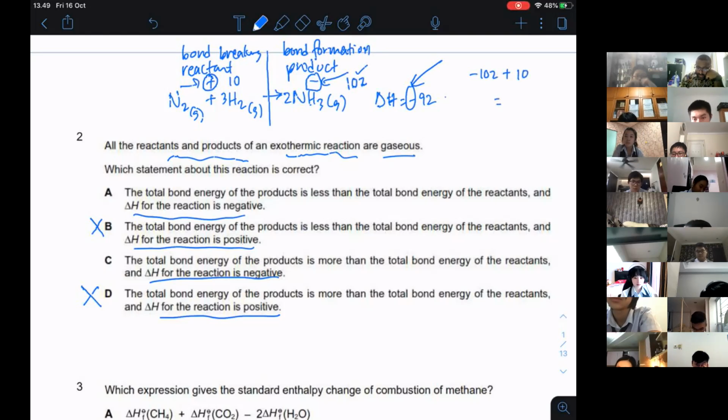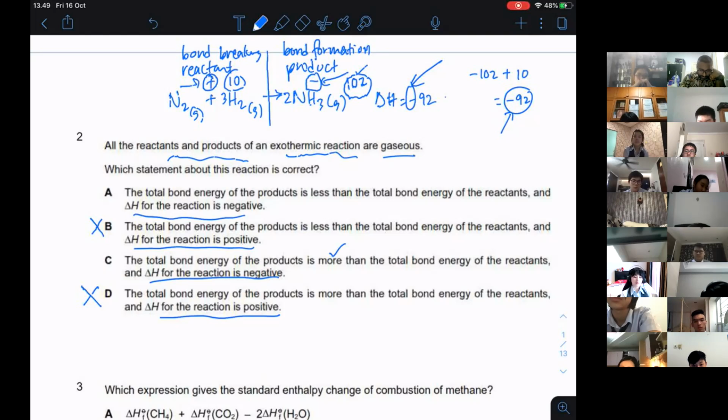I am going to get negative 92. I'm going to get a negative value. So it means that I must make sure that this value is more compared to bond breaking. So here the answer is, if you see the total bond energy of the product, is it going to be less or more? The product should be more than the total bond energy of the reactant. That is going to be the answer.